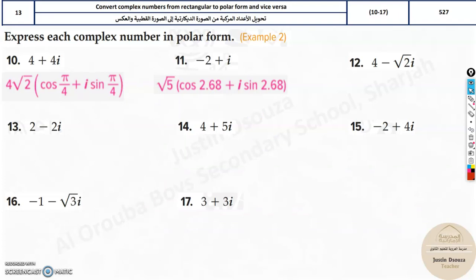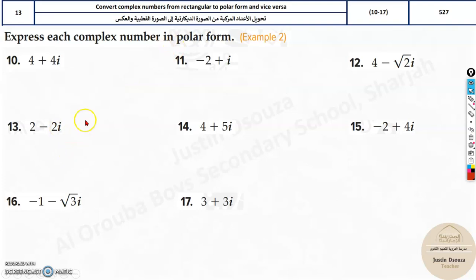Now imagine in the exam you forgot the argument formula, that is theta is tan inverse, or you got confused with a negative value and all that. Then you can directly do this, or you forgot the modulus value. So then you can do this. But try to follow this method.